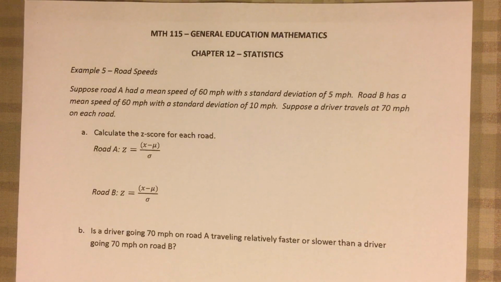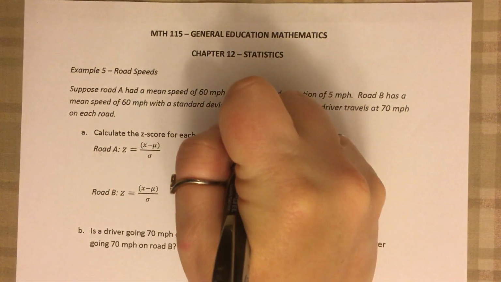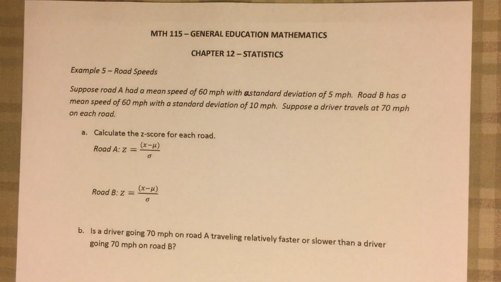So suppose road A had a mean speed of 60 miles per hour with a standard deviation of 5 miles per hour. That should be a letter A, not a letter S. Road B has a mean speed of 60 miles per hour with a standard deviation of 10 miles per hour. Suppose a driver travels 70 miles per hour on each road. Calculate the z-score for each different road.